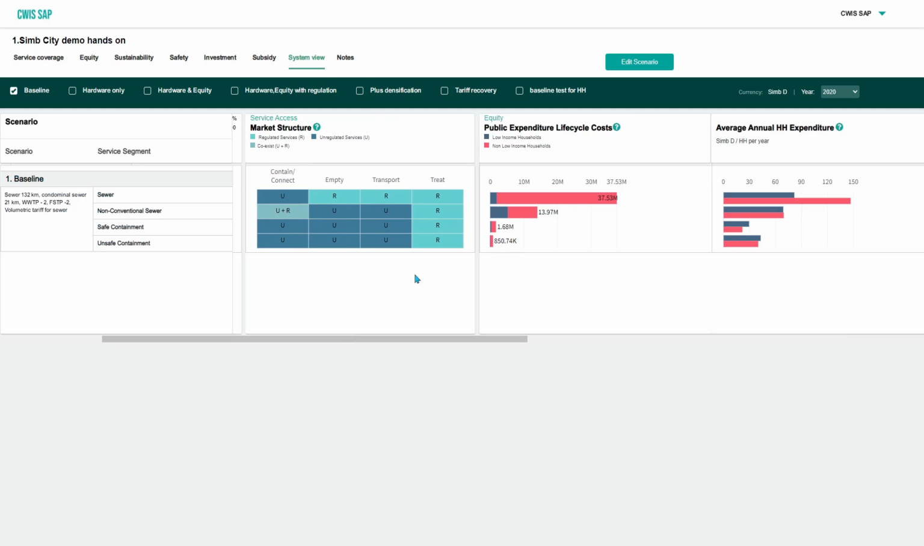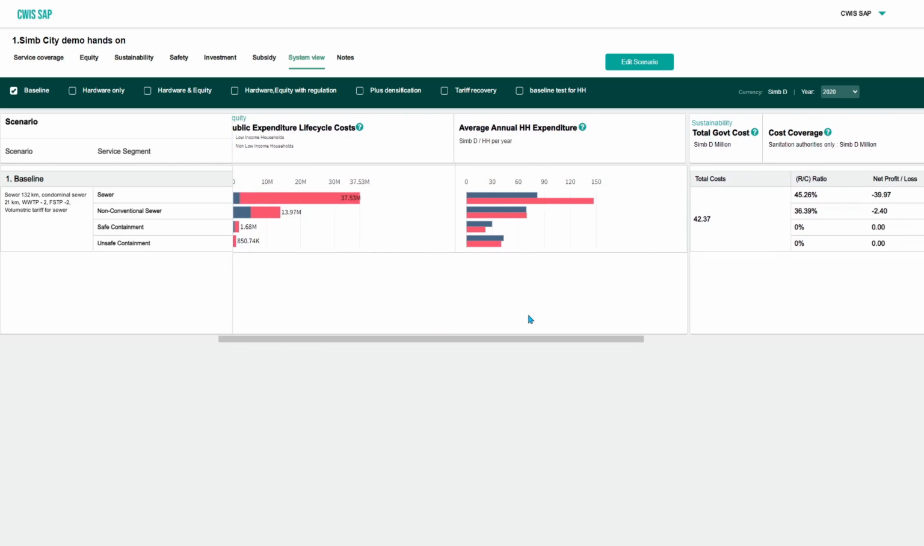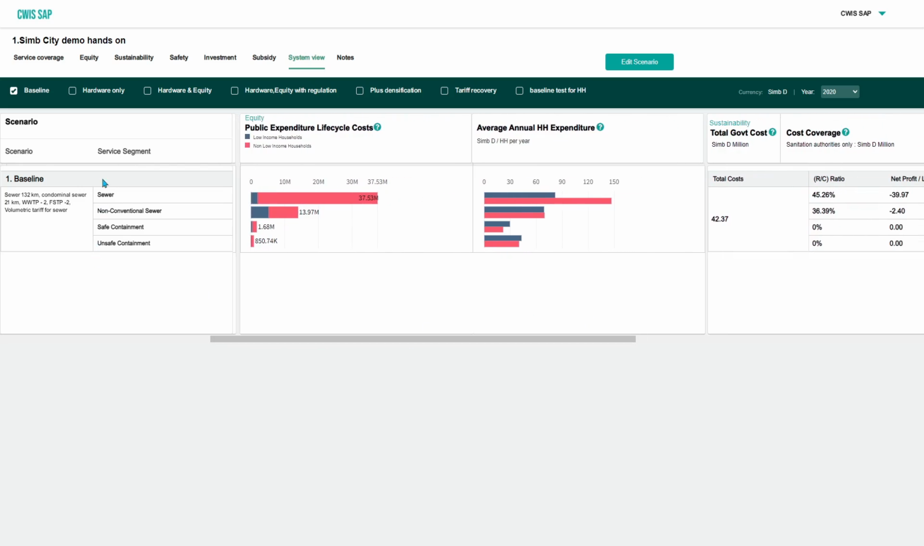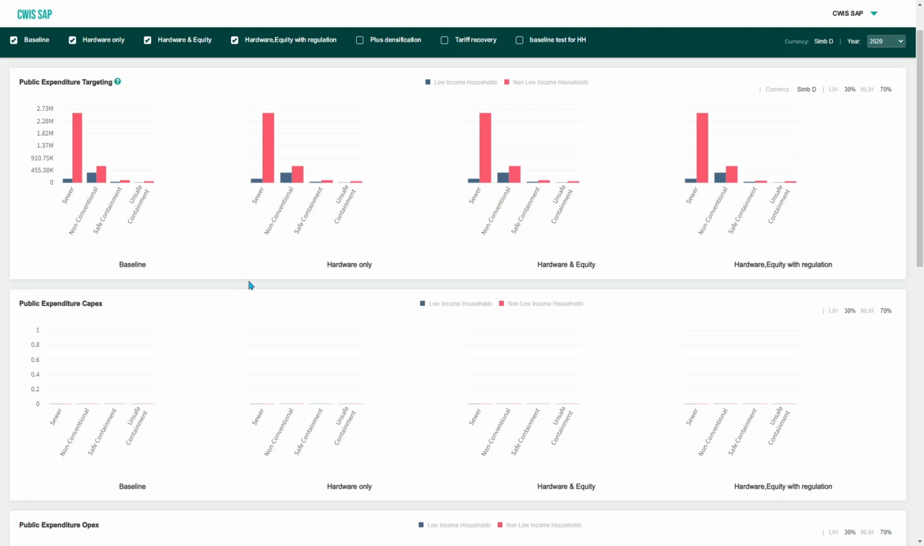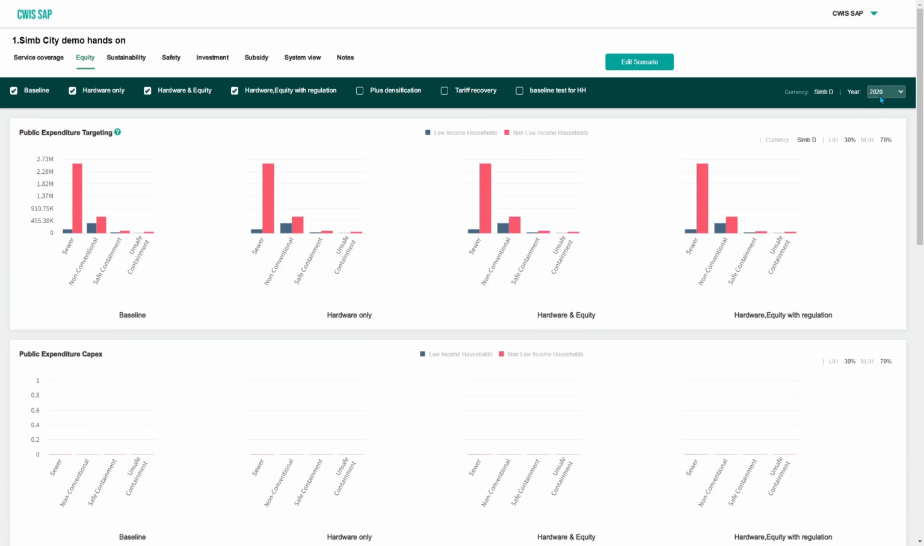The public expenditure is the life cycle cost, and it includes the capital and the operating expenditure over the 10-year period for each of the sanitation hardware. The public expenditure shows the quantum of the expenditure on each of these categories and by the household type. The public expenditure in the system view is a sum of all the 11 years data, whereas in the equity tab it is for that selected year only. Let's go back to the system view.